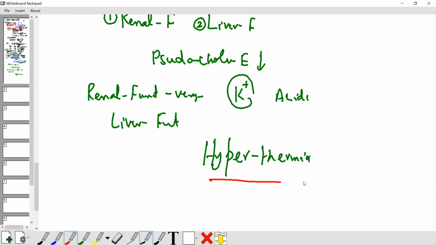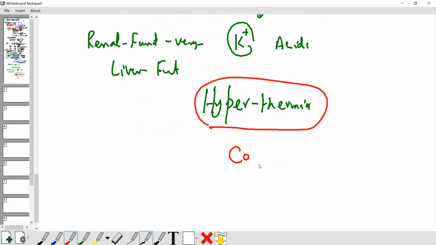So how do you control this? If you give succinylcholine to a patient and the patient now shows hyperthermia, how can you control it? Give a cold blanket to reduce the body temperature.